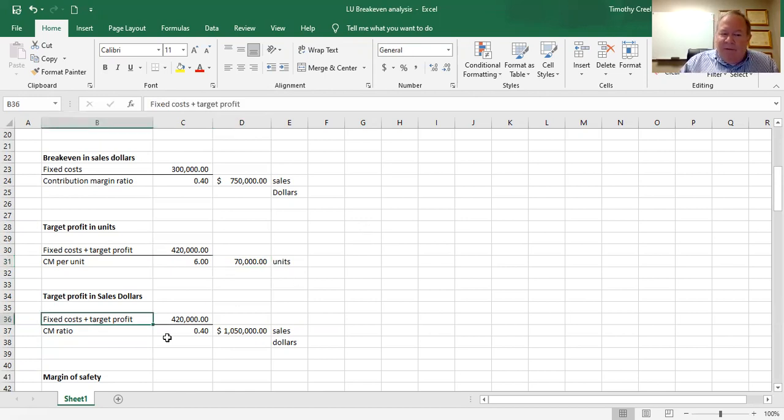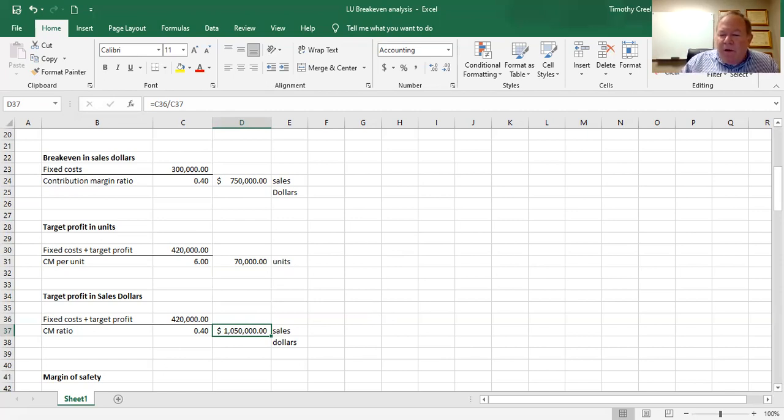Now, target profit in sales dollars, we could take fixed cost plus the target profit. Again, 420, the same as we looked at in the last example. Divide that by our contribution margin ratio, and that would give us the sales dollars that we need to generate, not only to break even, but to, again, meet our level of target profit. And just like what we looked at with break even, if you've got the units, you can take the units to earn a target profit times the selling price, and that should equal the target profit sales dollars figured with the contribution margin ratio here. Again, a couple of different ways to do the same thing.